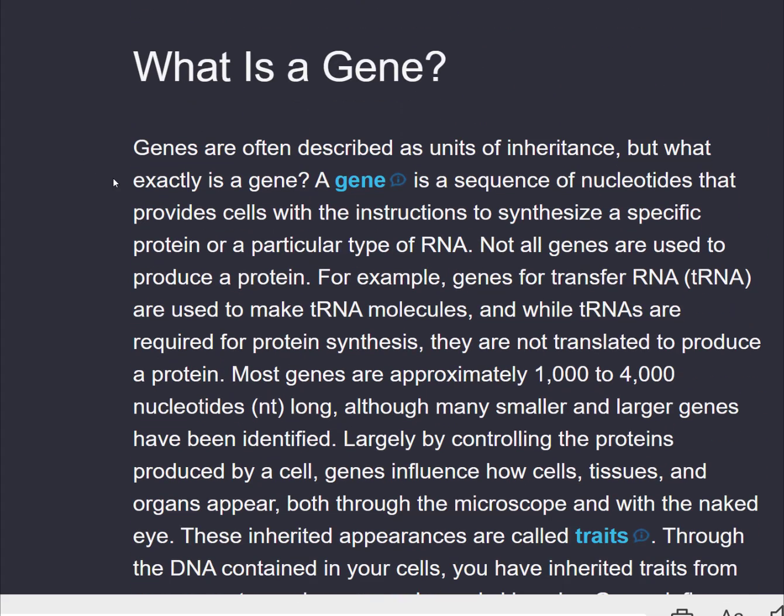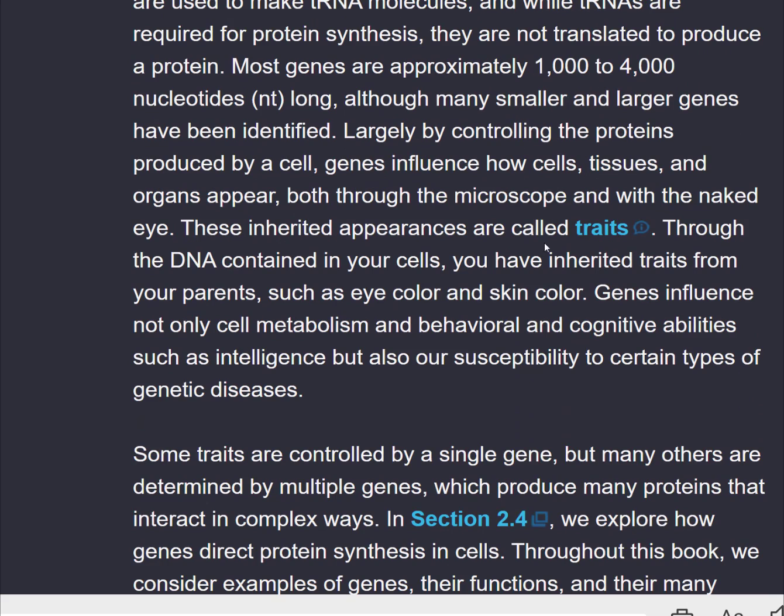Next is gene. A gene is a specific sequence of DNA nucleotides that serves as a unit of inheritance. Genes govern visible and invisible characteristics, which are traits of living organisms, in large part by directing the synthesis of proteins in a cell. And next we define traits. Inherited features of an organism such as skin color and body shape.